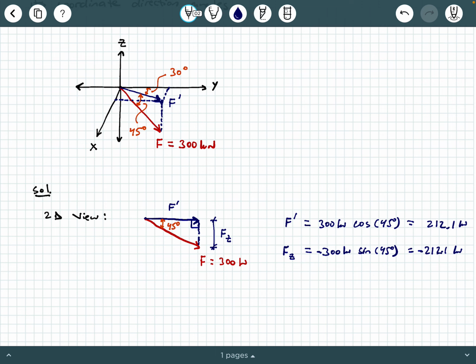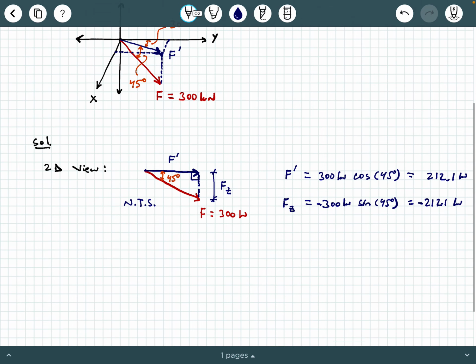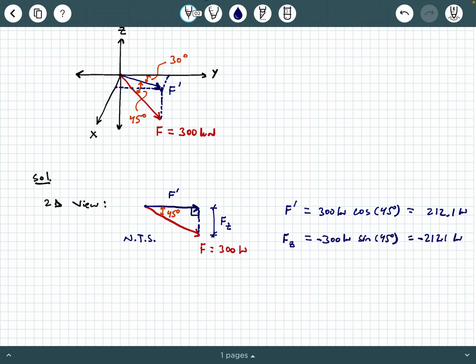I do want to make a quick note. This figure, I just drew quickly freehand, and it is not to scale. Remember, it's a 45-degree angle, which really means that F prime and F sub z should be drawn to the same length, which I didn't do very well here. Now, what are we going to do next? The next thing we want to do is get the y and x components. So I'm going to look at this other two-dimensional triangle in the xy plane.